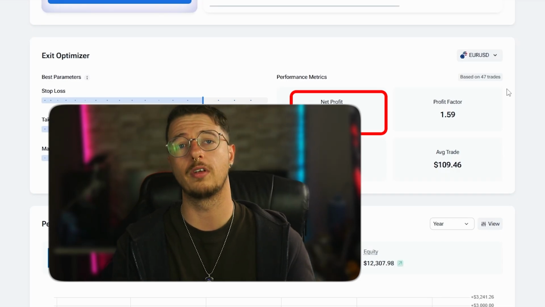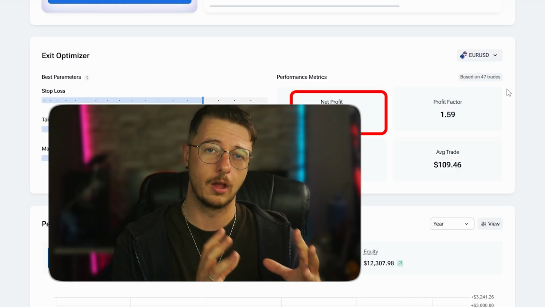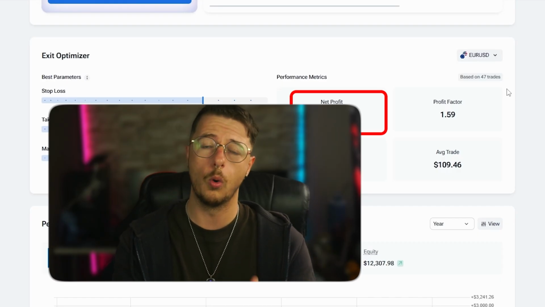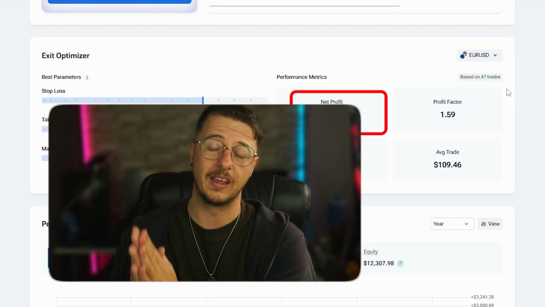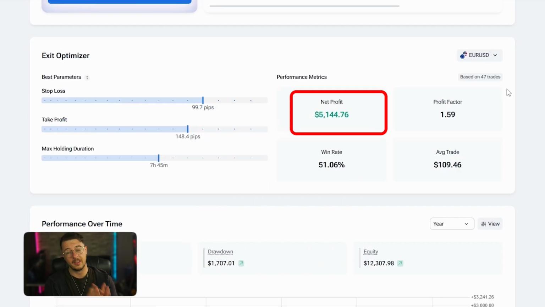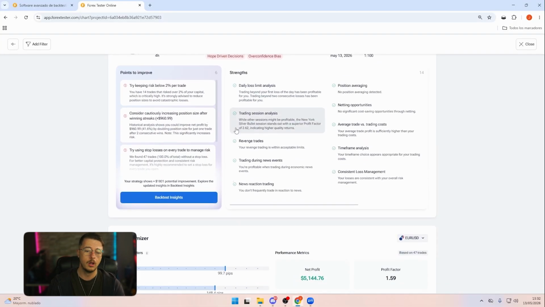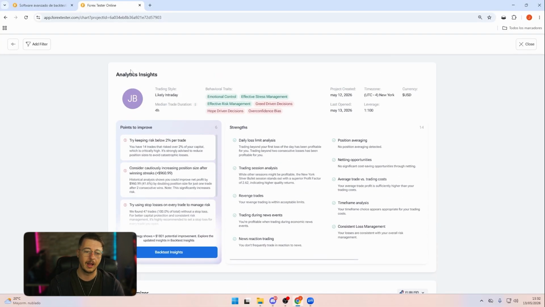We need to do a forward test to actually see if these changes that we've implemented work as well in the future, because at the end of the day we are interested in trading in the future and not in the past. So now basically what we need to do is do a forward test on this, and obviously I've done it, but first of all I want as well, so you can see that we have analytics inside that will tell us the points that we can actually improve of our strategy.